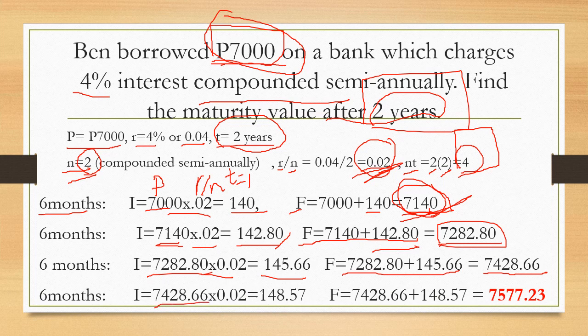And finally, the last 6 months. The same, the last value 7,428.66 times 0.02, and now we will have an interest of 148 pesos and 57 centavos. Add that, and you will have 7,577 pesos and 23 centavos. So after 2 years, based on our illustration, the amount of 7,000 which Ben borrowed will now be equivalent to 7,577 pesos and 23 centavos, with an additional interest of 577 pesos and 23 centavos.